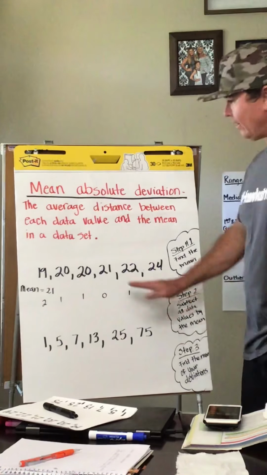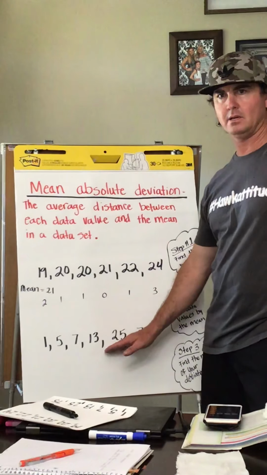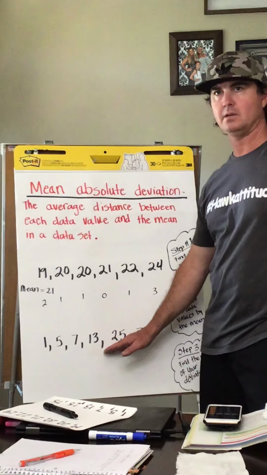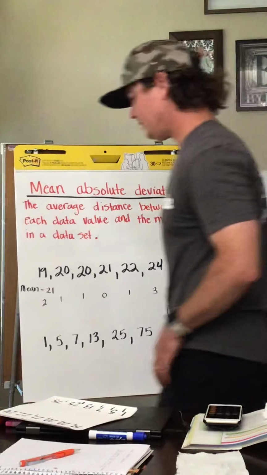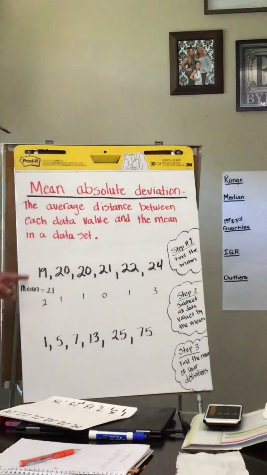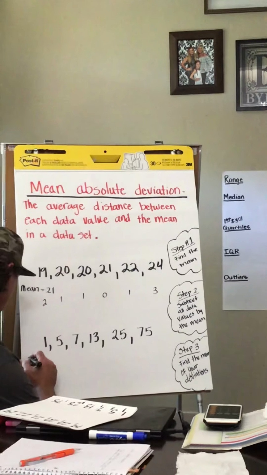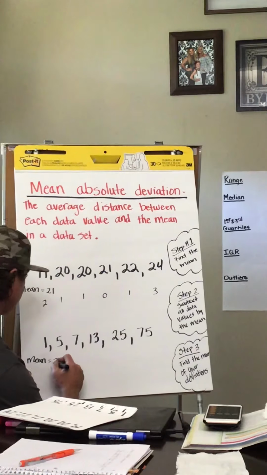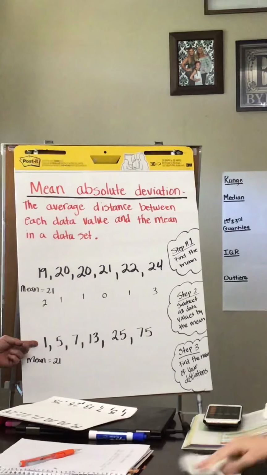Now, what was the mean on the second set of data? Have you got there yet? It was 21. Oh, how's that possible? Because this average is 21. I know, but the 75 and the 1. Colby, figure this out. Tell me if this average is 21.